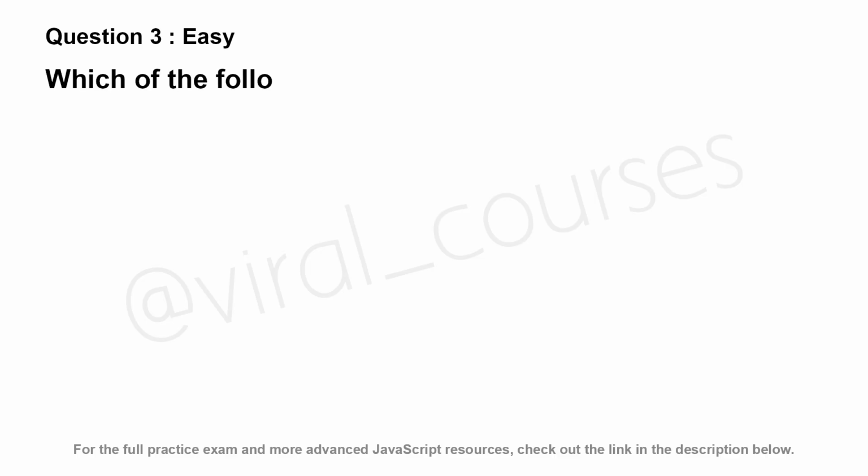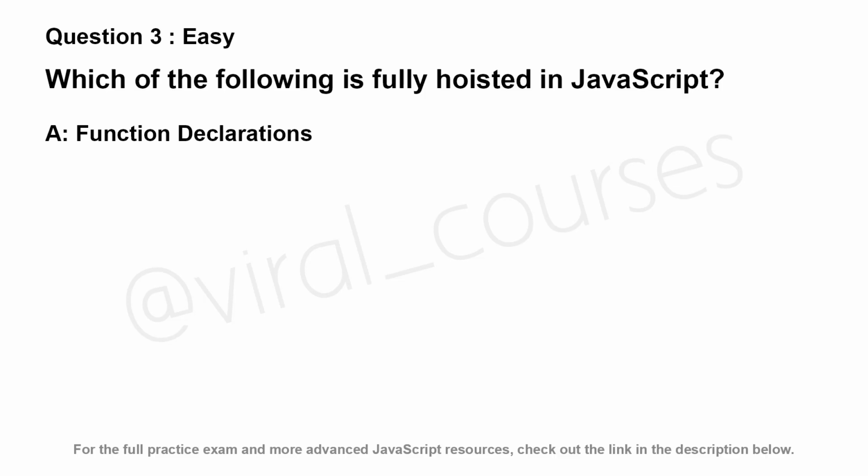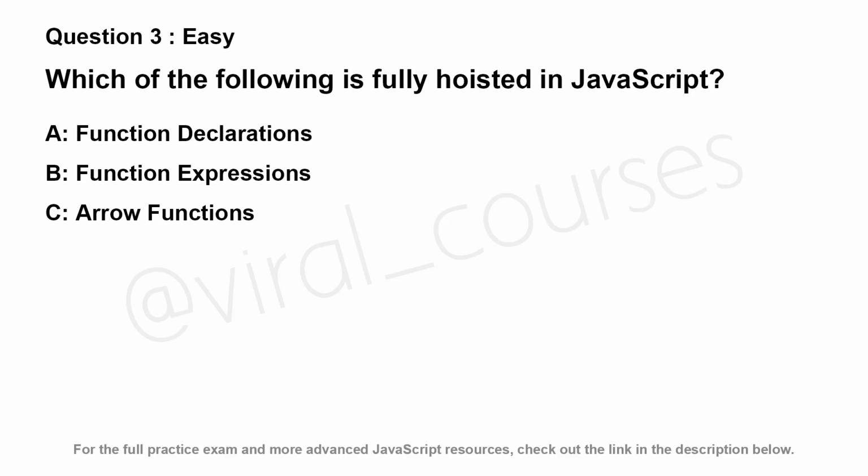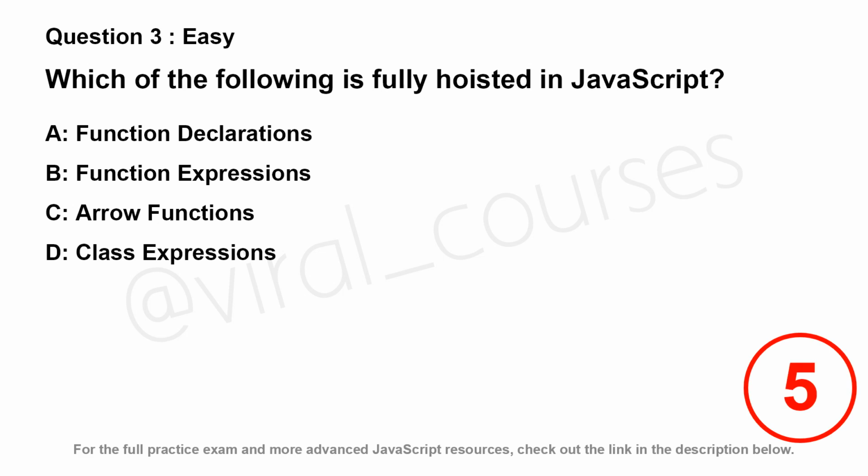Which of the following is fully hoisted in JavaScript? Option A, function declarations. Option B, function expressions. Option C, arrow functions. Option D, class expressions.